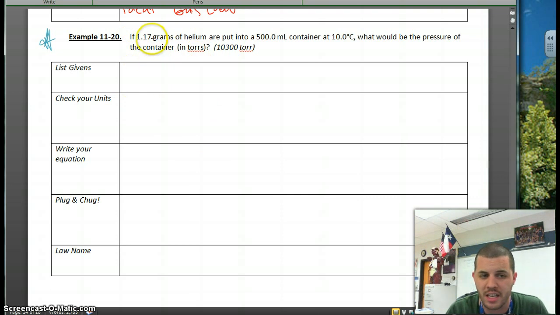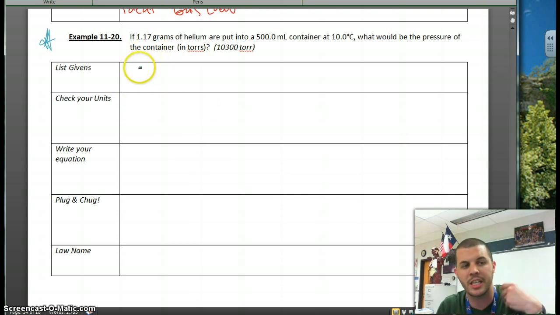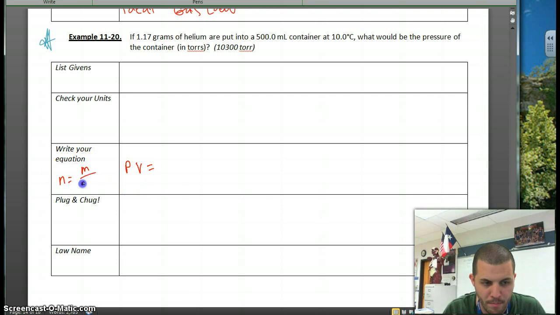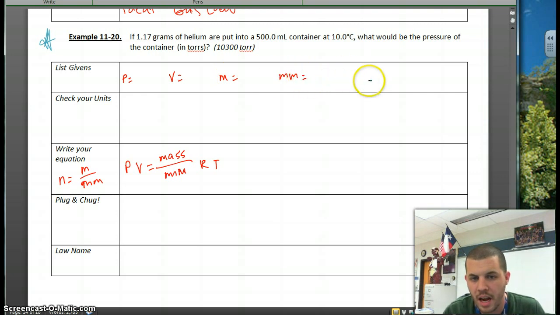Okay, now I can already see that I've got grams here. So this is going to be my expanded version of PV equals nRT. Let me write the equation here. It's going to be PV equals, remember, N is the same thing as mass over molar mass. So I'm going to have mass over molar mass times RT. So that means I need a P. I need a V. I need a mass. I need a molar mass. I need an R. And I need a T.